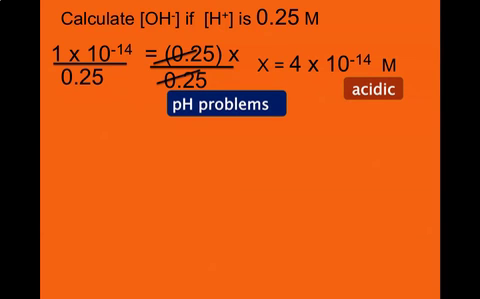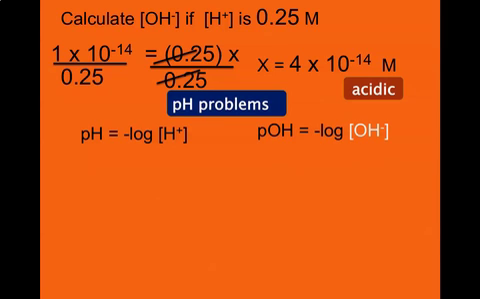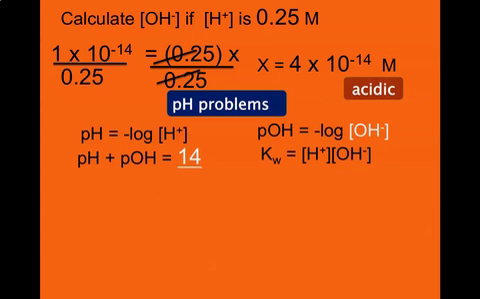Now we're going to do some pH problems. We're going to keep some equations in mind. pH is the negative log of the H concentration. There's also something called pOH, and it's the same process, it's just the negative log of the OH concentration this time. If you take the pH and the pOH and add them together, you're going to get 14. So sometimes you can use this method to help you find the pH. And we also still know that Kw is equal to the hydrogen times the hydroxide concentrations.